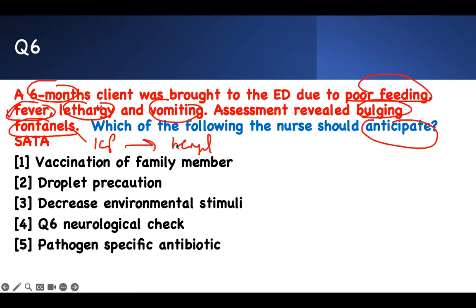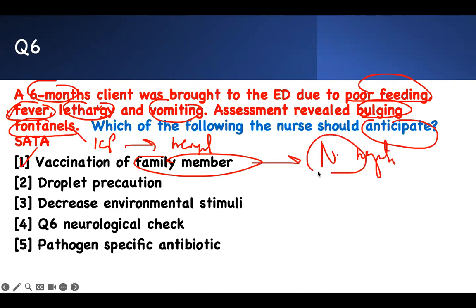Therefore, I have meningitis. Vaccination of family members? Yes, this will prevent recurrence. Maybe the mother has the infection and gave it to the baby. Droplet precaution? Yes, it's droplet precaution. Most of them are Neisseria meningitidis, okay? And most of them are droplet precaution. So institute droplet precaution. They will be in a private room.